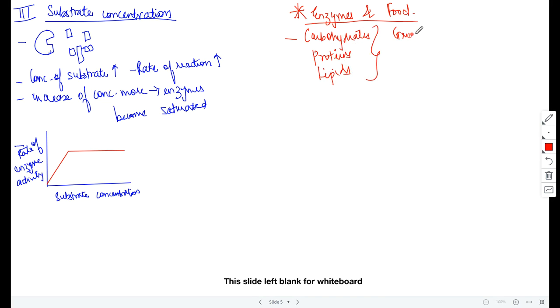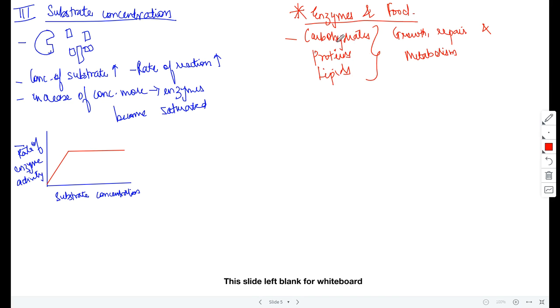For growth, for repair, and for proper metabolism. Okay, they are required for growth, repair, and proper metabolism, and they all are found in our food, right? In the basic food we consume, we have carbohydrates, proteins, and lipids.